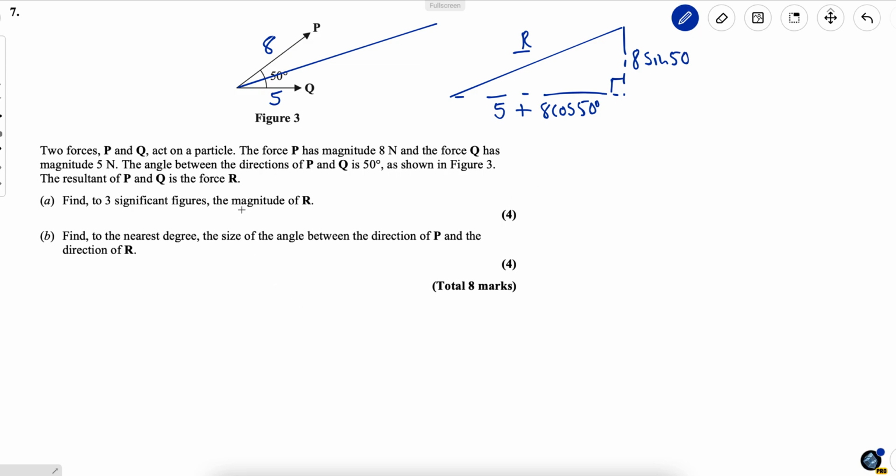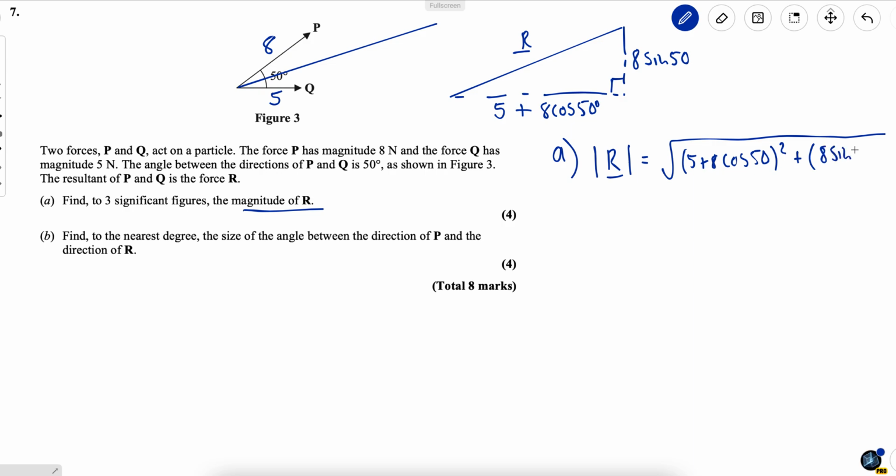So now we have to find the magnitude, and we can use Pythagoras for that. So the magnitude of R, I have to square both of those and add them together, and then square root. Which is equal to 11.9 newtons.